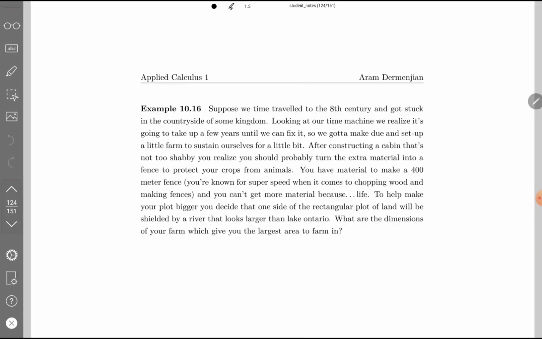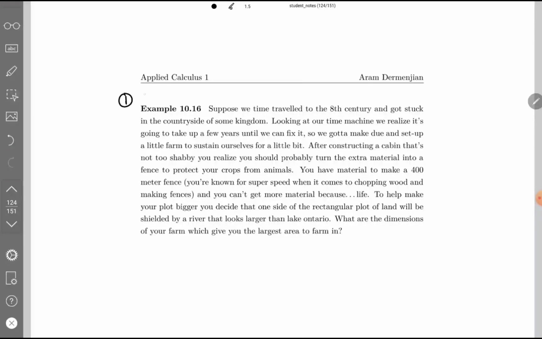What you have is material to make a 400-meter fence. And you can't get more material because this is life. This is just our word problem. To help your plot be bigger, you decide that one side of the rectangular plot of land will be shielded by a river that looks larger than Lake Ontario. So it's a pretty massive river. And the question is, what are the dimensions of your farm which give you the largest area to farm in?